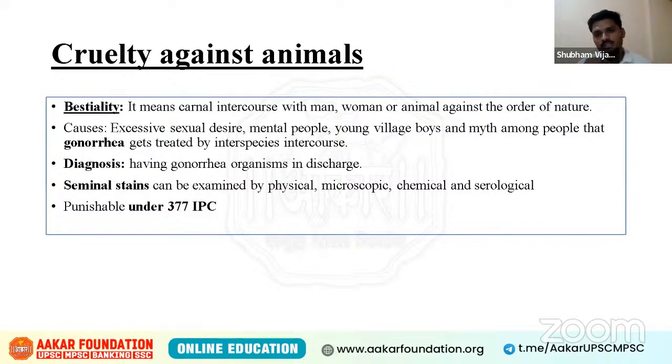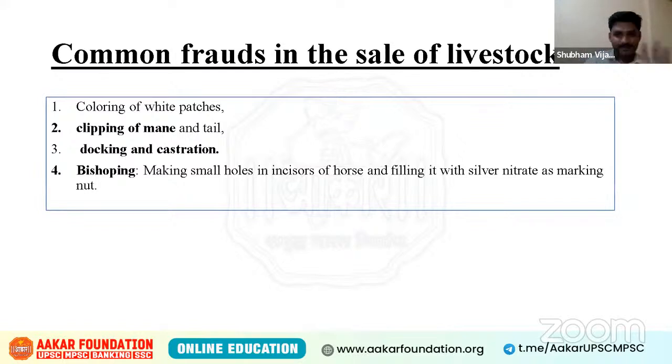Now diagnosis. Different methods can be employed for the diagnosis of bestiality, but finding gonorrhea organisms under the microscope is the specific and confirmatory diagnosis. During the diagnosis procedure, semen stains can be examined by four methods: physically, microscopically, chemically, and serologically. The second one is microscopically. If the microscopic findings show gonorrhea organisms, then, as per the myth, people with gonorrhea mostly do this interspecies intercourse, so that is the confirmatory finding. This is punishable under Indian Penal Code section 377.